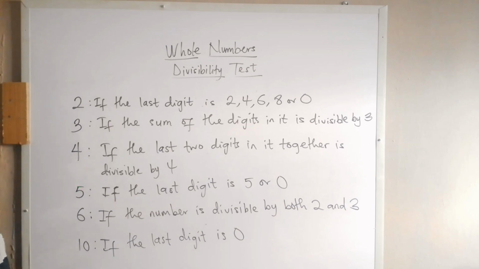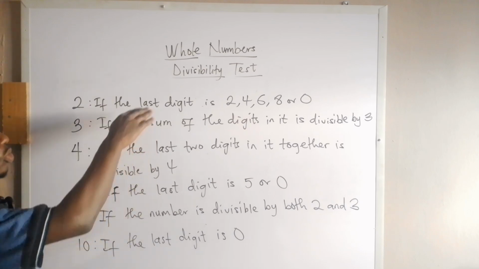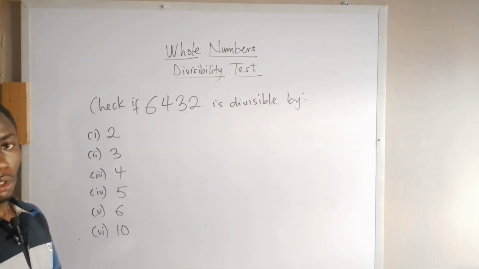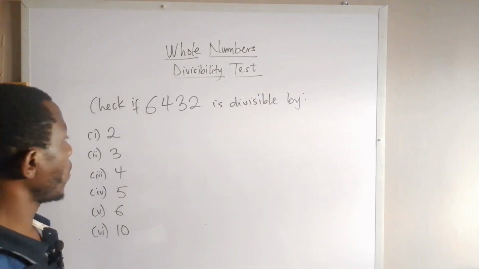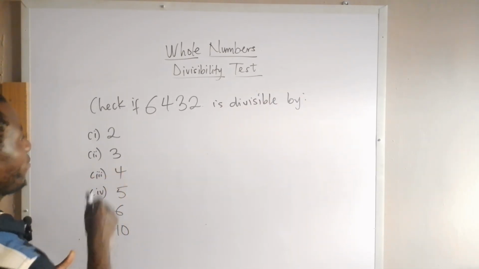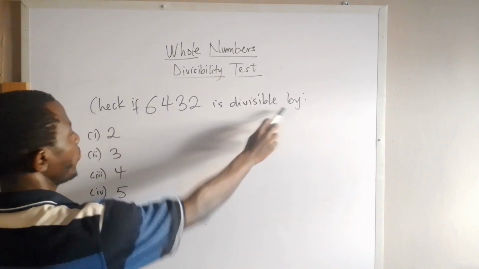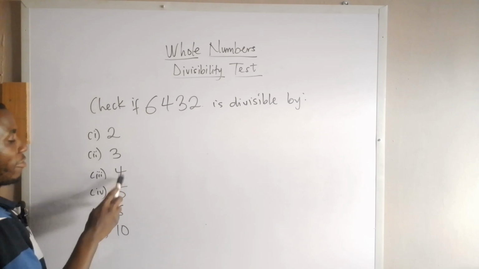So let's quickly see an example to summarize and to check how valid these divisibility test rules are. We are given this problem to check if 6432 is divisible by 2, 3, 4, 5, 6.